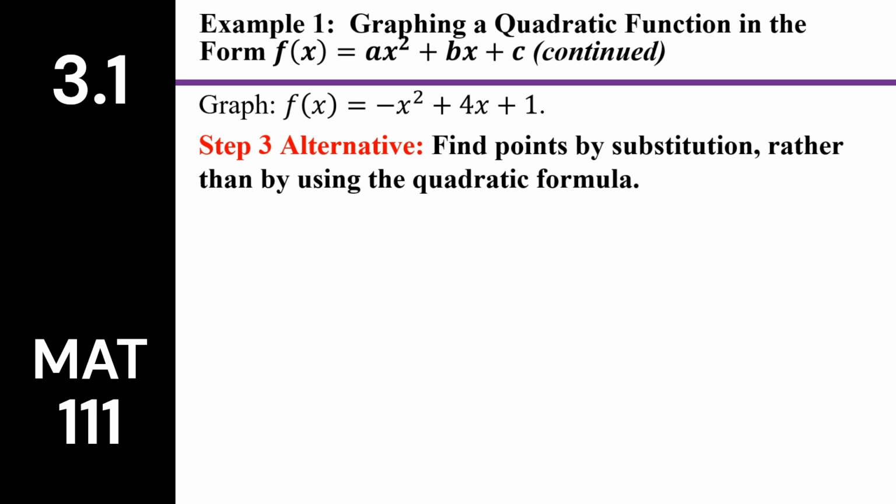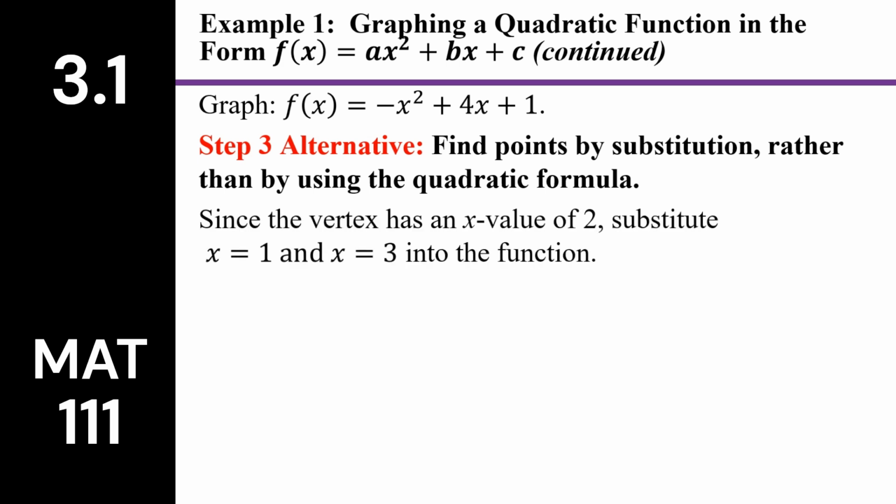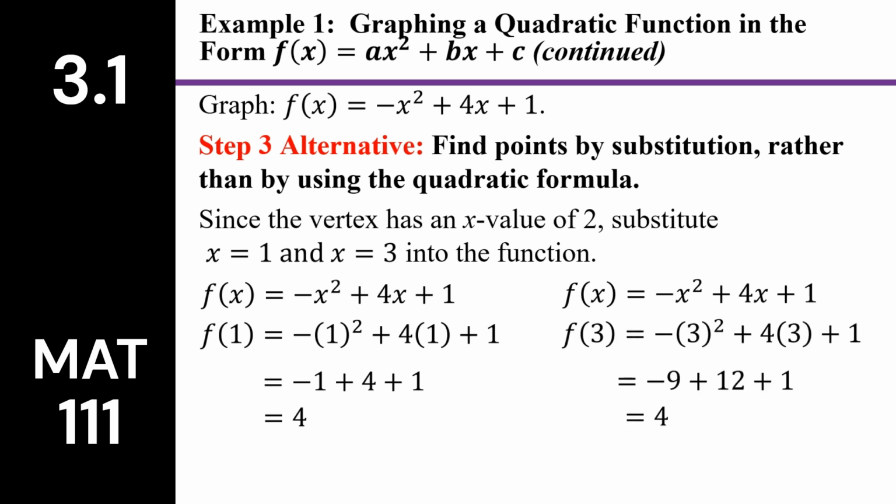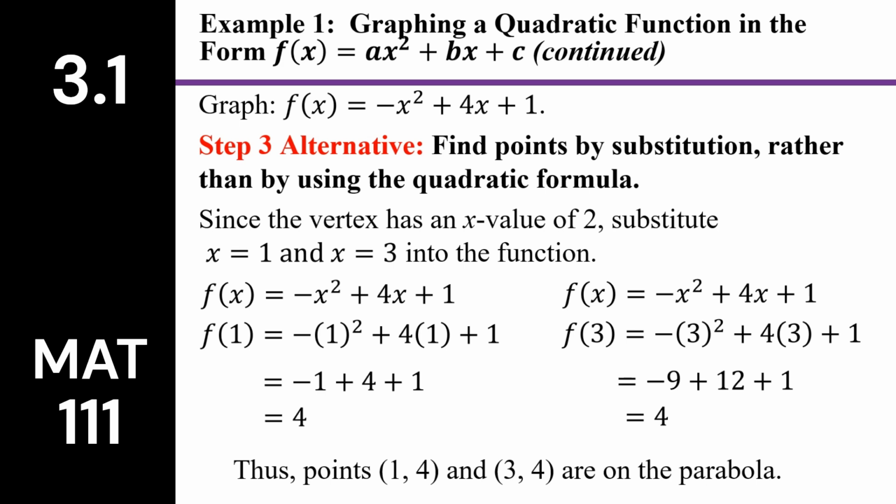I mentioned that there was an alternative step 3 that might be easier to find additional points. Since the vertex had an x value of 2, we can go an equal distance on either side and substitute in a 1 and a 3. We take our function, we substitute in 1, and we simplify, and that gives us a 4. We repeat that process substituting in a 3, that also gives us a 4, so that means we get the points 1, 4, and 3, 4 on our parabola.